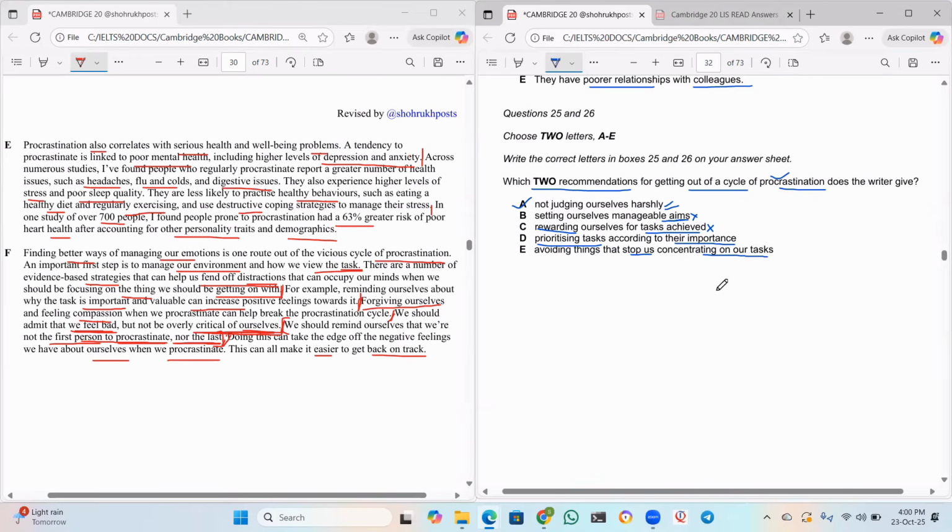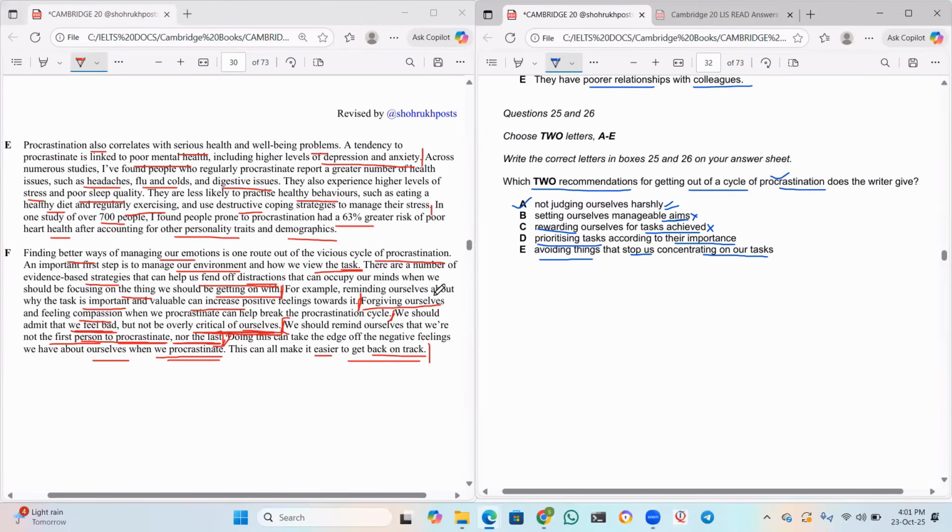See, we should remind ourselves that we are not the first person to procrastinate, nor the last. Doing this can take the edge off the negative feelings we have about ourselves when we procrastinate. This can all make it easier to get back on track. I think D and E are close, but let us see which one is more. Avoiding things that stop us concentrating on our tasks.